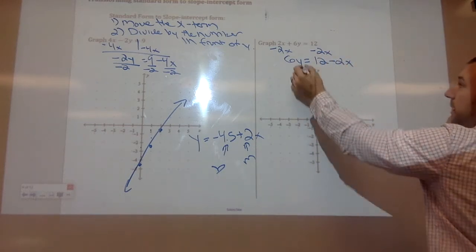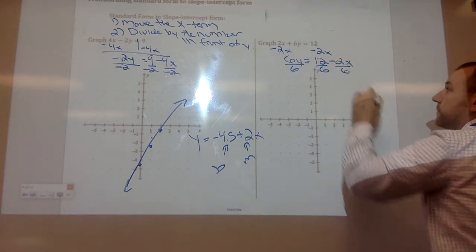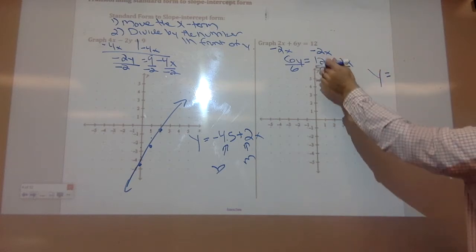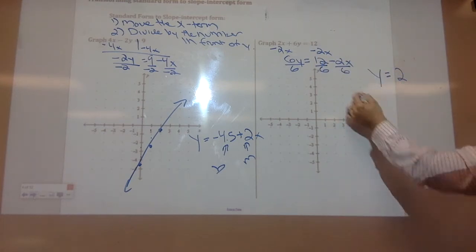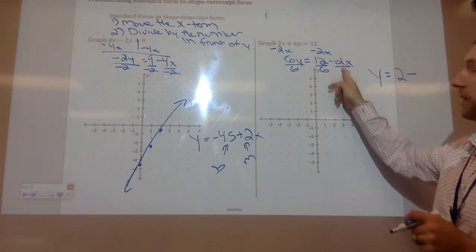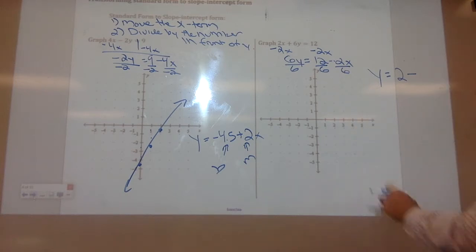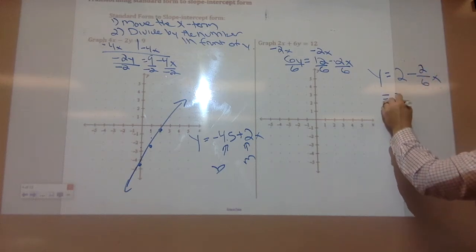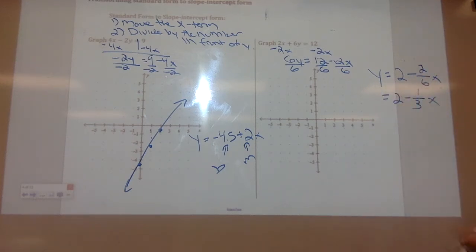When I divide by 6, I divide everything. So y, in this case, is going to equal 12 divided by 6, which is 2. That is going to stay as a minus sign because a negative and a positive are negative. But I have to reduce this down. So 2 over 6 is really 1/3 x. Don't flip the fraction on yourself. Oftentimes students will flip that, thinking it's 6 divided by 2. It's 2 divided by 6, which is a fraction.